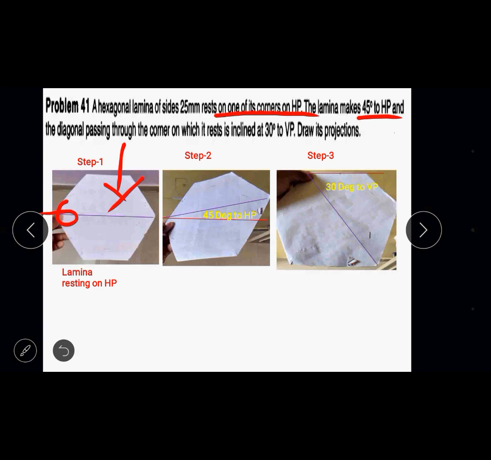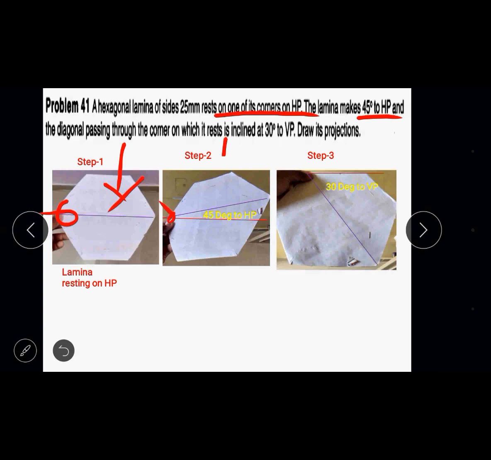So hold the left corner of the lamina and tilt it in anti-clockwise direction from the right side at an angle of 45 degree. From the horizontal surface, which is HP, horizontal plane, count the angle in anti-clockwise direction from the right side, from 0 to 45 degree. With this the lamina gets tilted. The surface of the lamina is rotated at an angle of 45 degree with reference to HP.